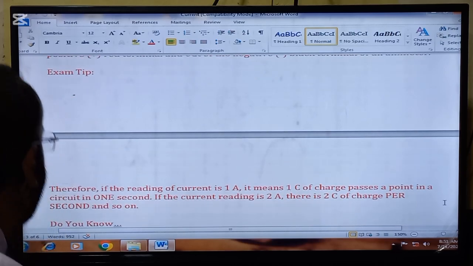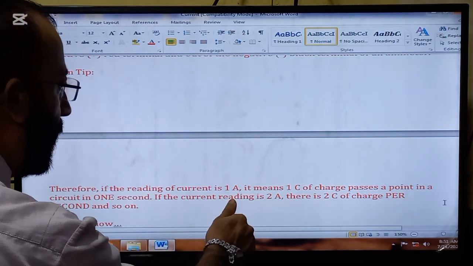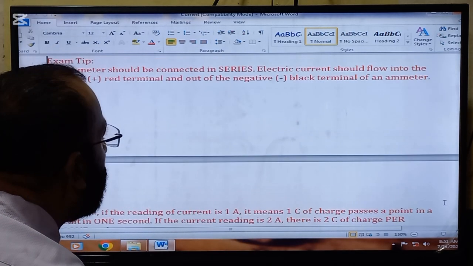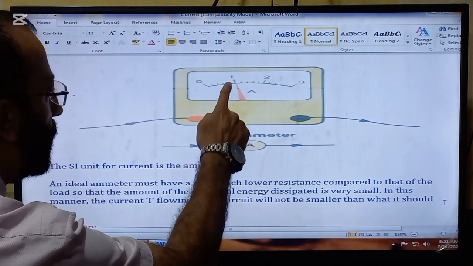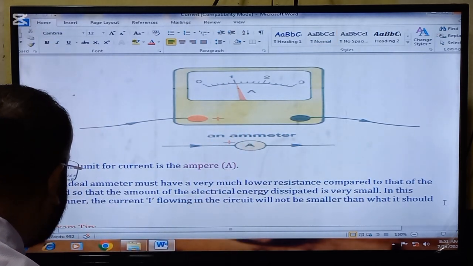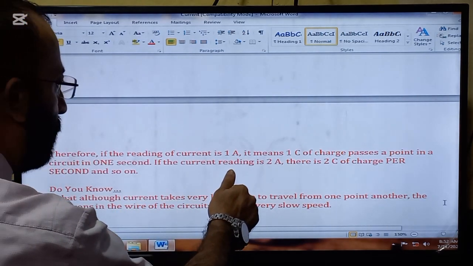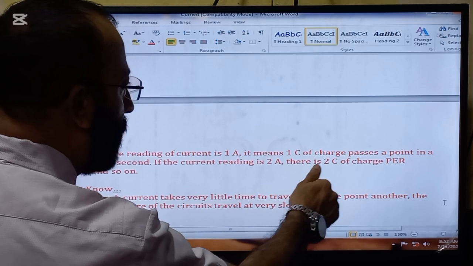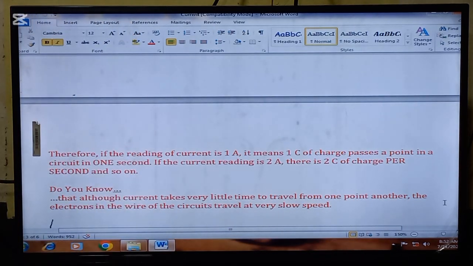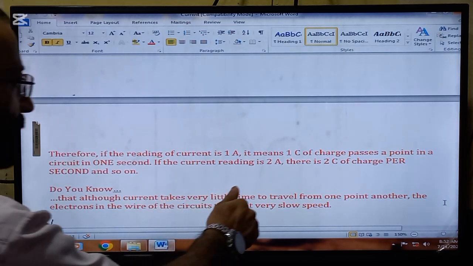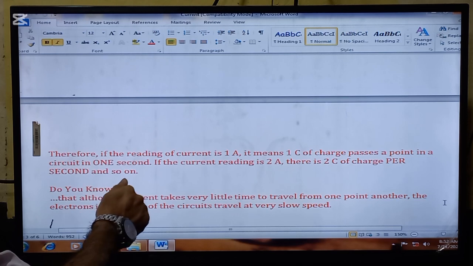Here is an exam tip for you people. Therefore, if the reading of the current is 1 ampere, as it was shown in the ammeter, so this was reading 1 ampere. If the reading of the current is 1 ampere, it means one coulomb of the charge passes a point in the circuit in 1 second. If the current reading is 2 ampere, there is 2 coulomb of charge per second, and so on.